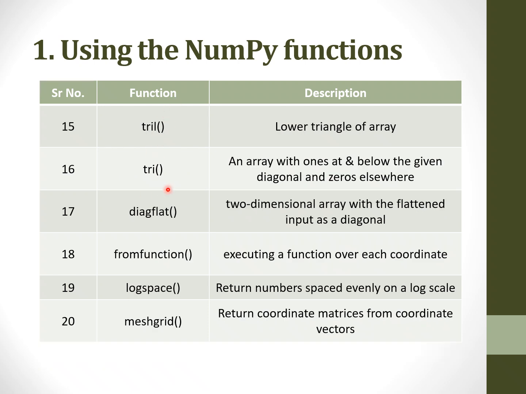L means lower. Simply, if you give tril, an array with ones at and below the given diagonal and 0 elsewhere will be generated. Diagflat: a two-dimensional array with the flattened input as a diagonal will be generated. Fromfunction is used to execute a function over each coordinate. Logspace returns numbers which are equally spaced on a log scale, and meshgrid returns coordinate matrices from coordinate vectors.